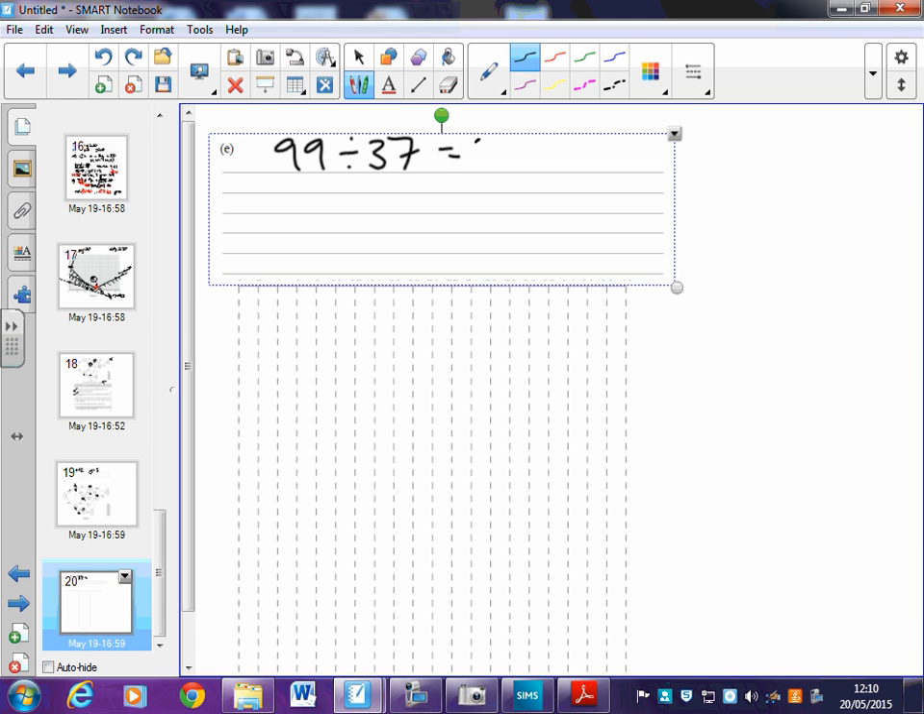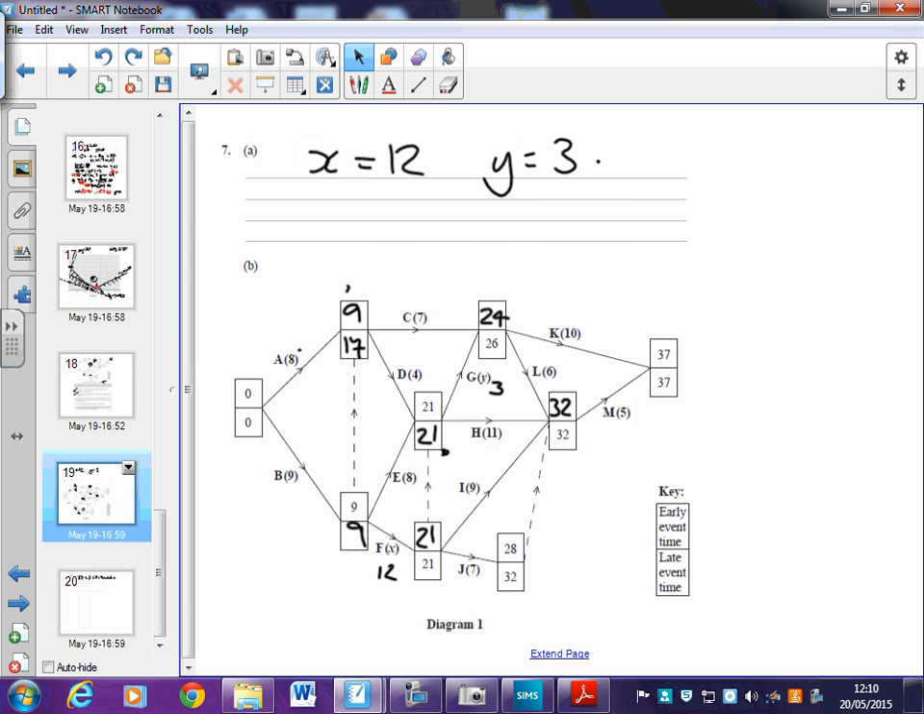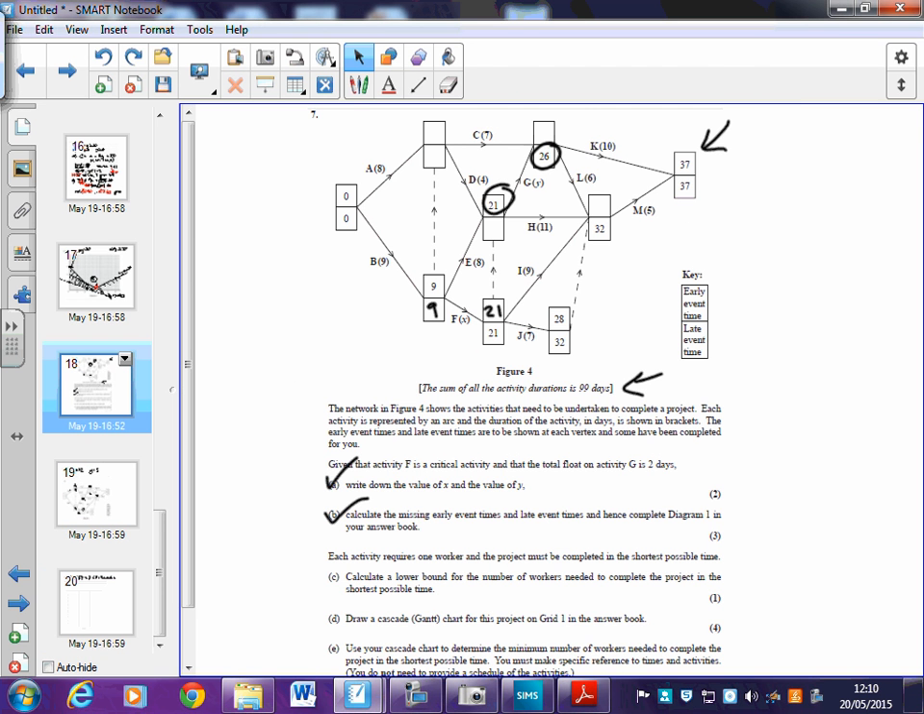Now, obviously, we can't have 2.68 workers, so we'll have to round that up to 3 workers, and that would always round up because you definitely need them. Right, part C is done. Okay, part D: draw a cascade diagram for the project in the answer grid.